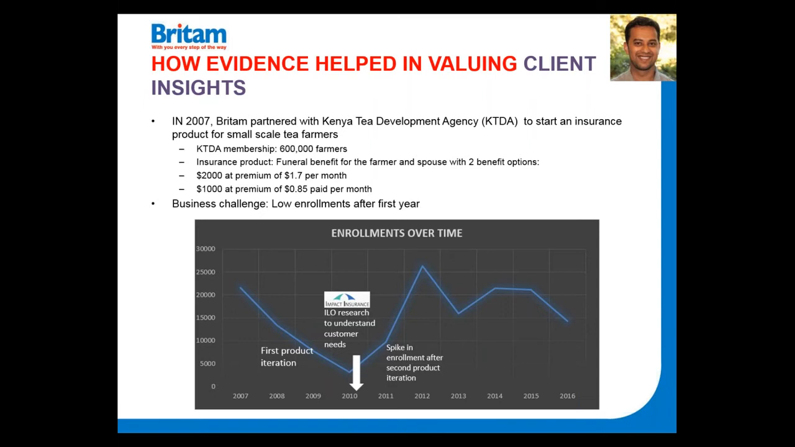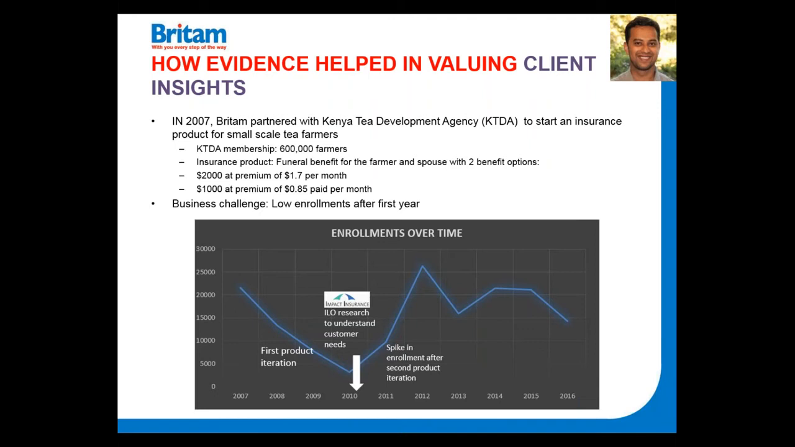I mean, almost 21,000 policies were enrolled in the first year. However, shortly this uptake started to drop, and by 2010 it had dropped to like 3,000 policies in the year, which really alarmed Britam, which decided to collaborate with ILO's Impact Insurance Facility to conduct customer research. This research consisted of group discussions and interviews with the tea farmers to understand their needs and their response to the product. And this provided great insights that I'll talk about in a moment.